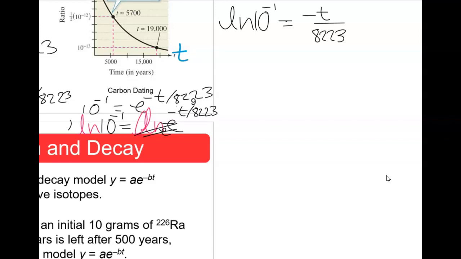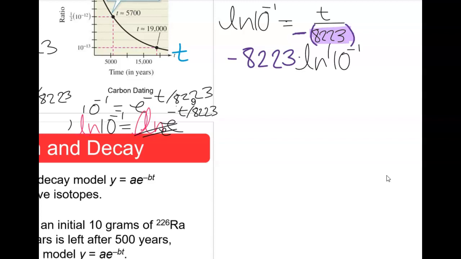So one thing we could do here is take the 8,223 that is dividing on the right side. We take that across the equal sign, and in fact, I want to take this negative and assign it to the denominator. So then it will be negative 8,223 times the natural log of 10 to the power negative 1. And that will give us the value for t.